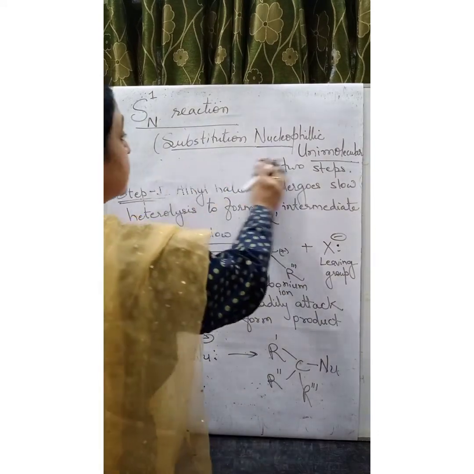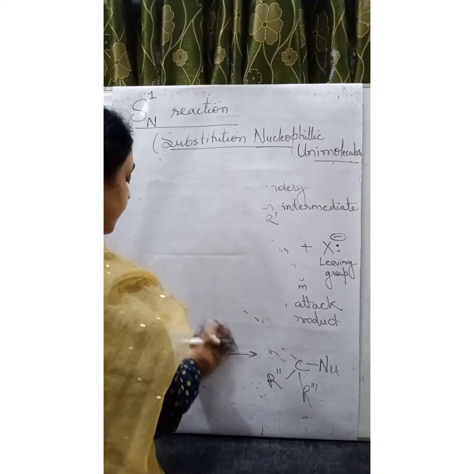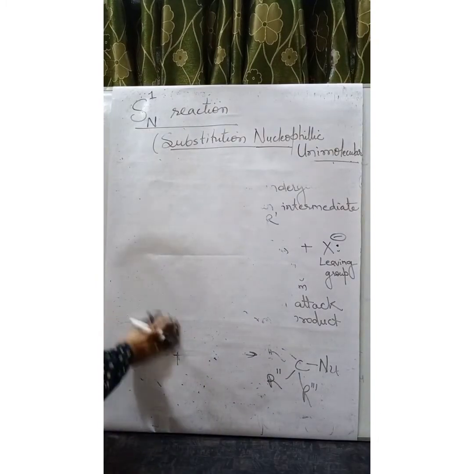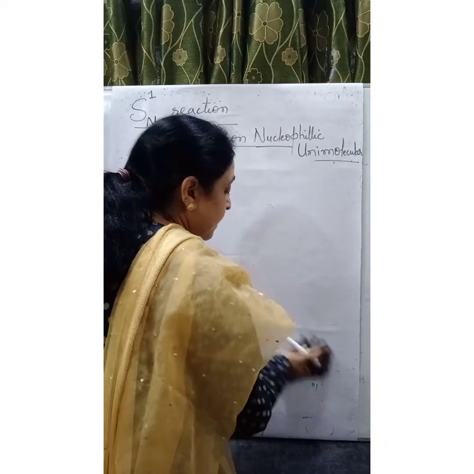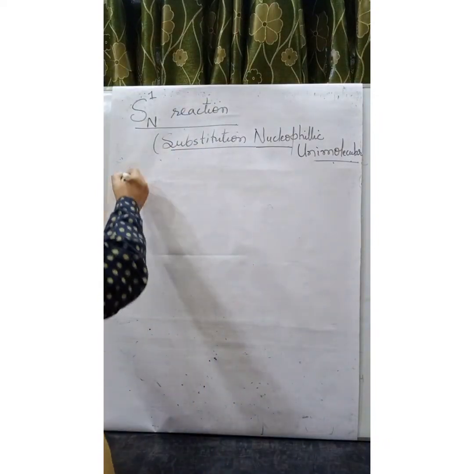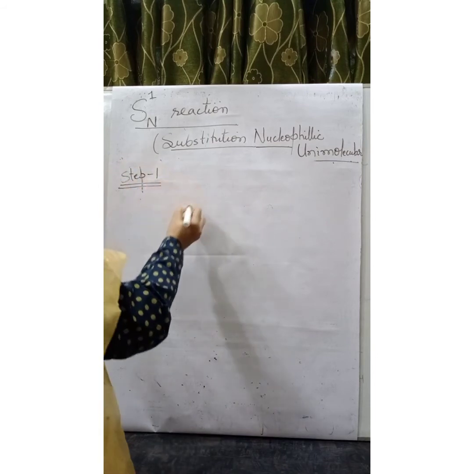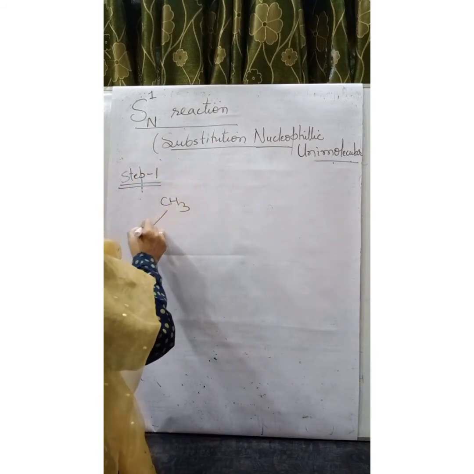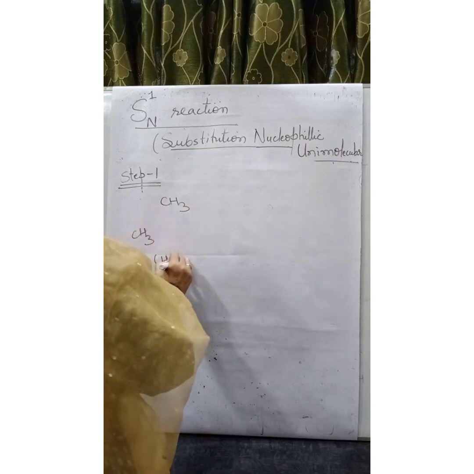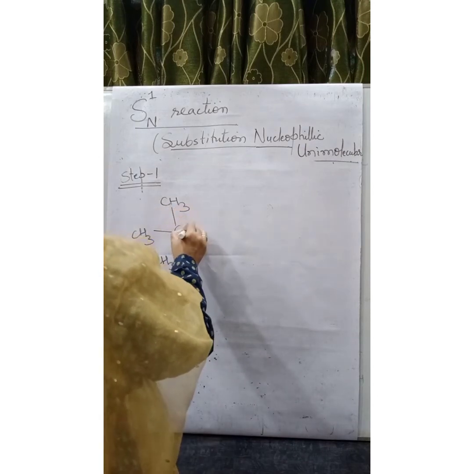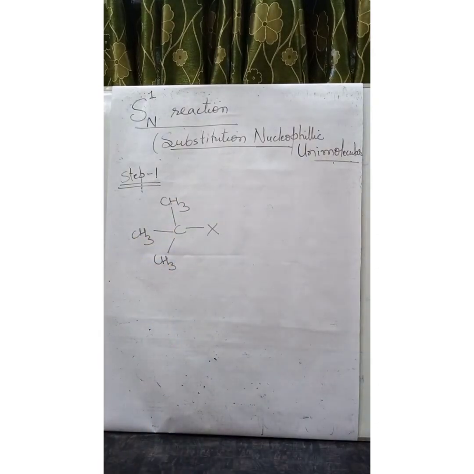Let us understand this with the help of an example, that why we are getting the mixture of inverted and retented products. Take for example, in step number 1, we are having this compound.